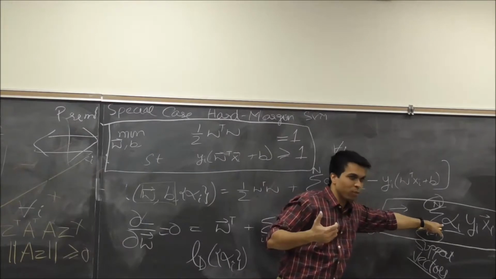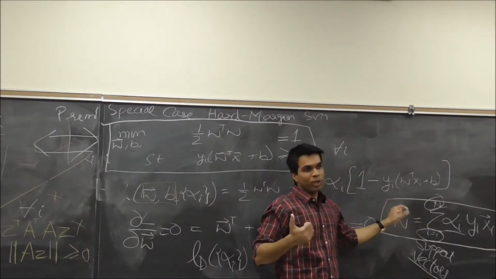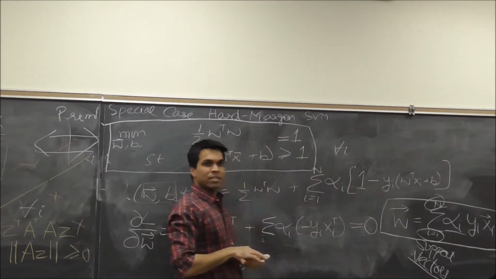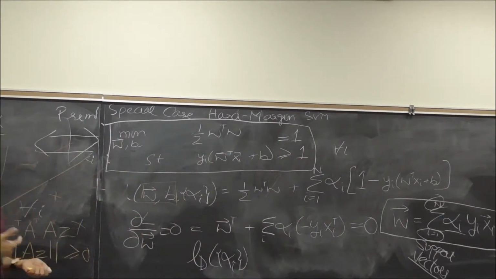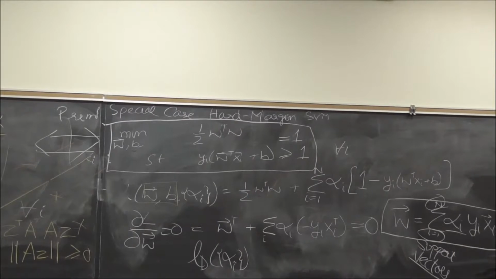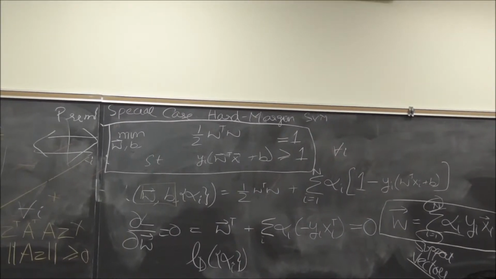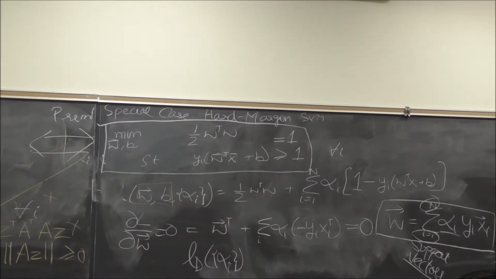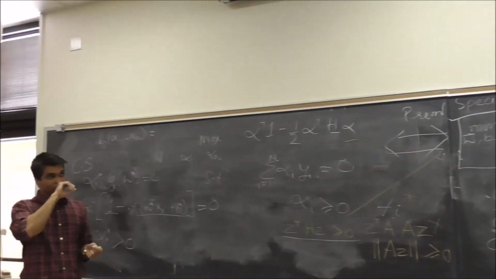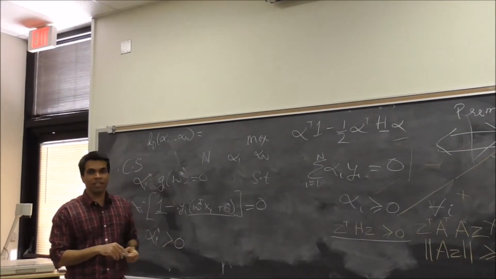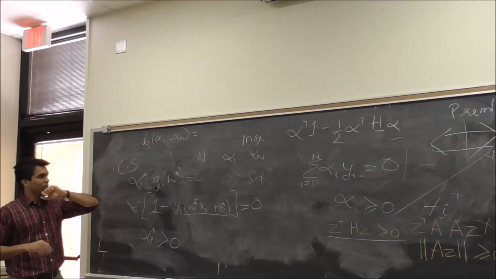Because their dual multipliers will be zero, and they will never contribute anything to it. Does that make sense? And that's something that was exposed because of this structure, because of looking at the dual. Does that make sense?